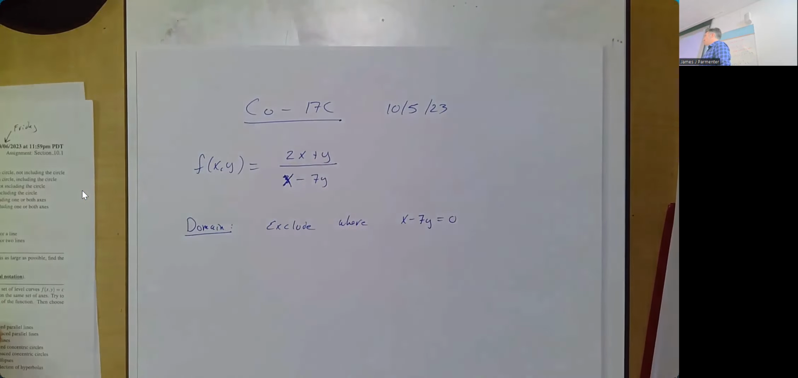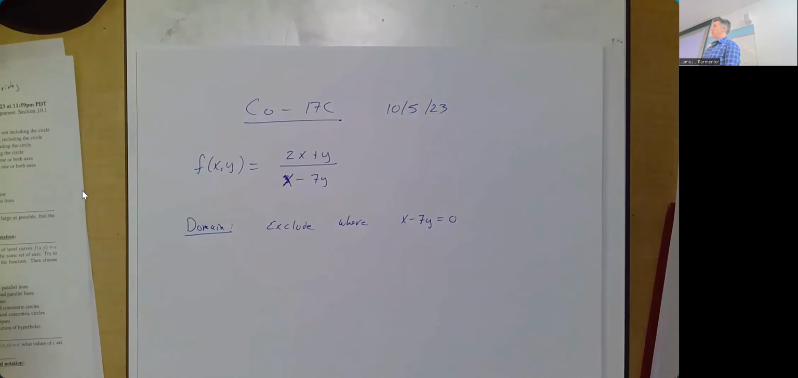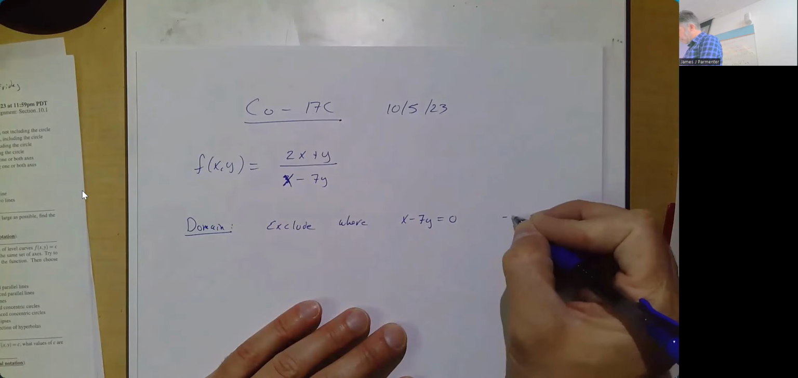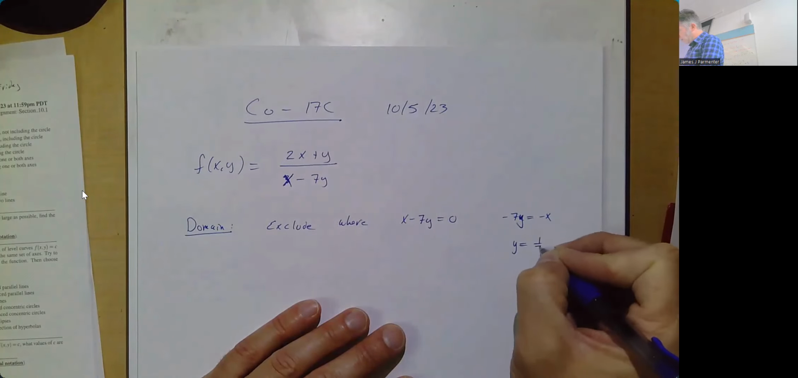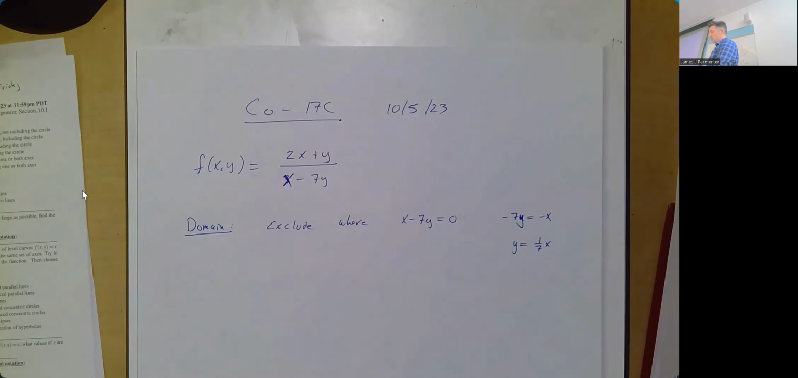And being a person like many of you who has grown up writing y as a function of x, because that's how we usually write things, I would solve this for y. So I would write it as negative 7y equal to negative x, y equal to 1/7 x, or x divided by 7. So that's not in the domain.